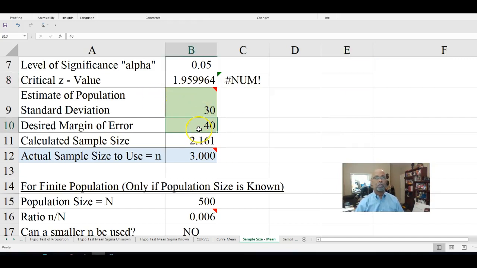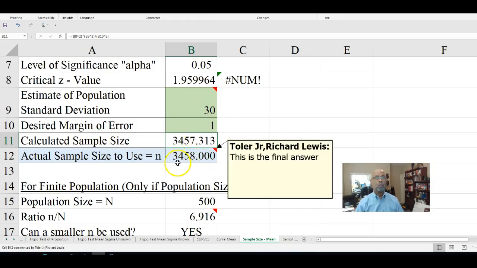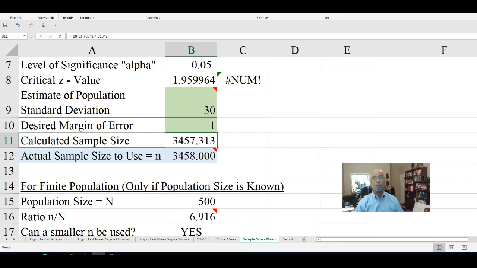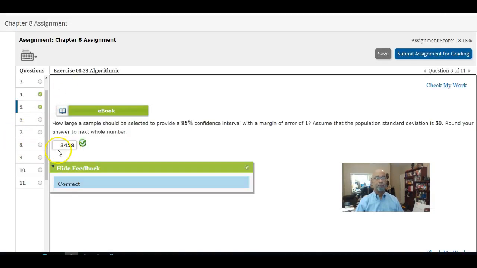And we want our desired margin of error to be 1. So in this case, the calculated sample size, rounded to the nearest whole number, is 3,458. Which, putting that in, 3,458 is the correct answer.